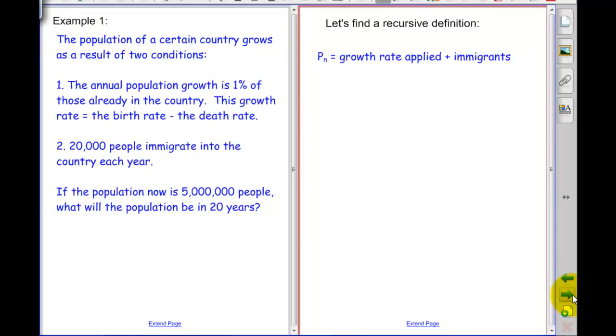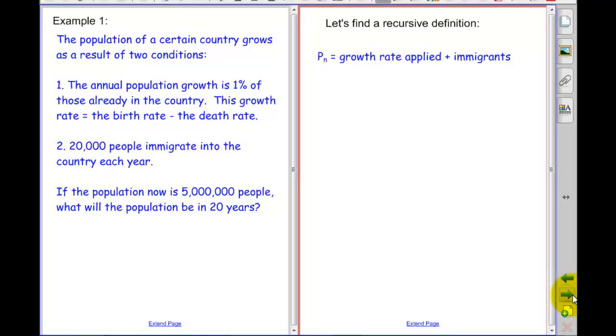Okay, here we go. The population of a certain country grows as a result of two conditions. The annual population growth is 1% of those already in the country. That is the growth rate: the birth rate minus the death rate. People die. People are born. Okay. How does that work?